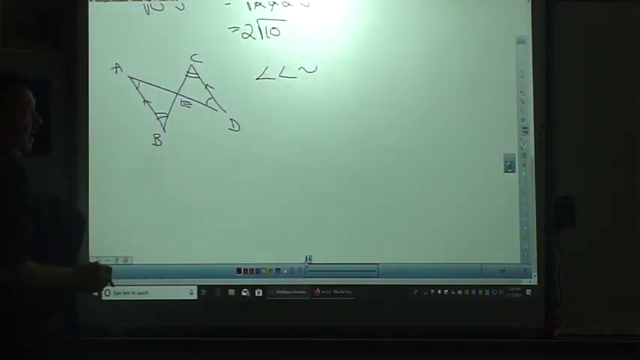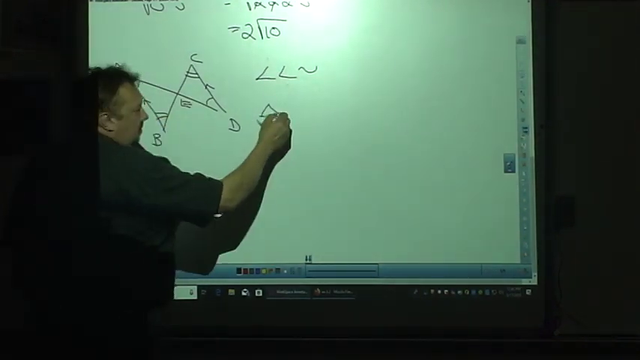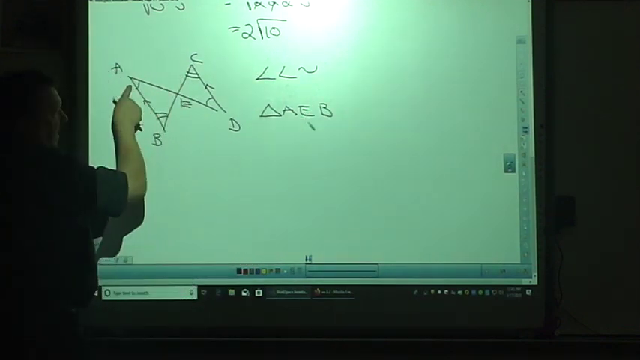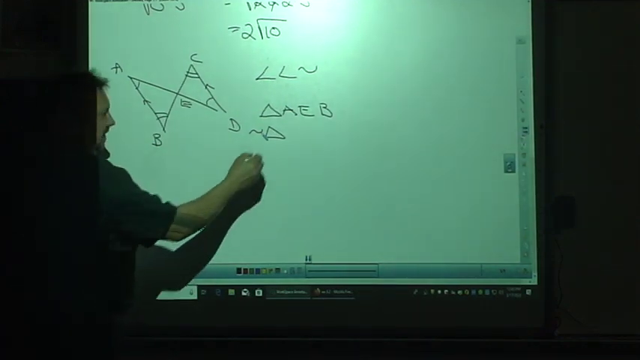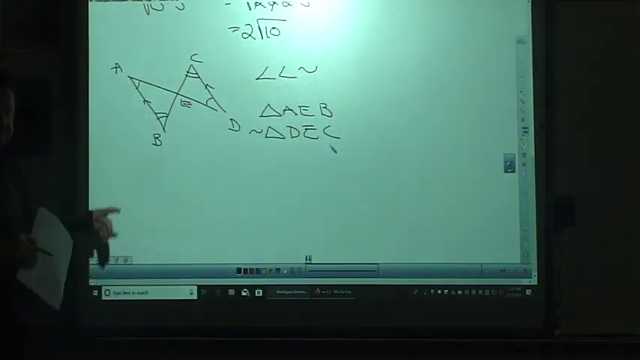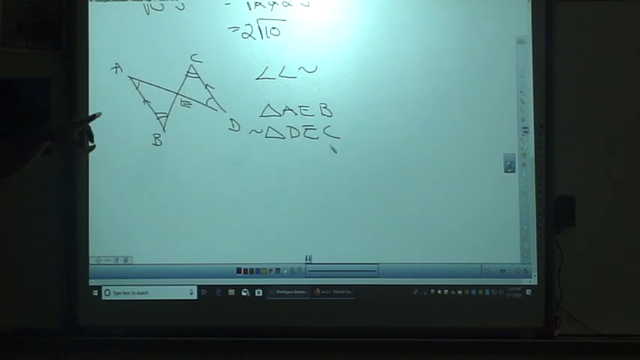When we go to do our write-up, make sure that the correspondence is correct. So we're going to start at A, E, B. A corresponds to D. So I'll say that is similar to D, E, C. Again, doesn't matter the order as long as corresponding parts line up with each other. A to D, E to E, B to C.